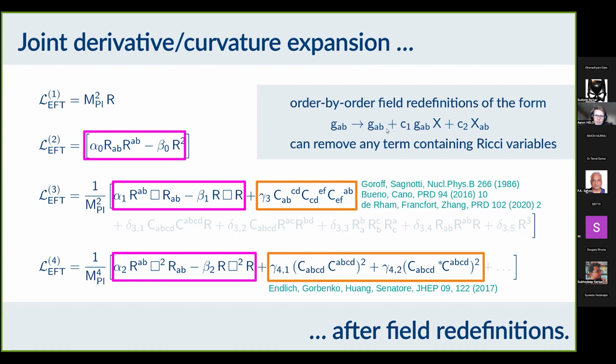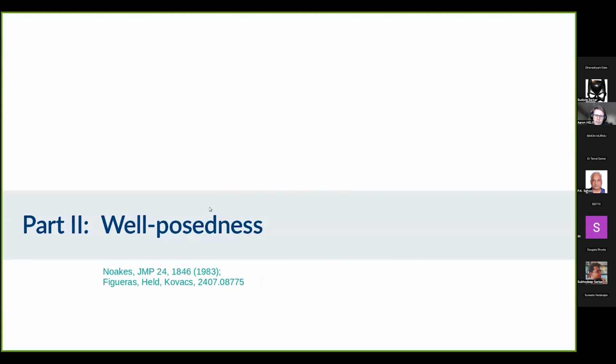If you don't want to consider the field redefinitions, then you just leave these terms in place. All you will have to do in the end is borrow, you will see, one term from the next order of your effective field theory. So it works with and without field redefinitions. All right, before I go to well-posedness, are there any further questions to this brief introductory part?